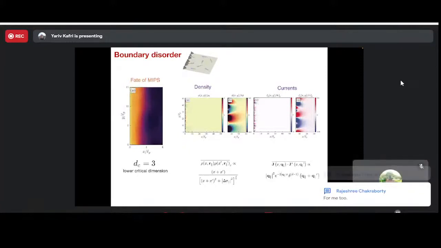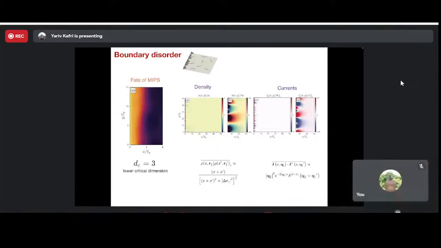And most striking is the fact that even though these effects decay away from the boundary, you can ask what's the fate of the phase-separated state here, the state which is wetting the wall. And I'm going to argue that in dimensions 3 and below, boundary disorder alone ruins the phase-separated state. So boundary disorder completely alters the phase diagram of the system.